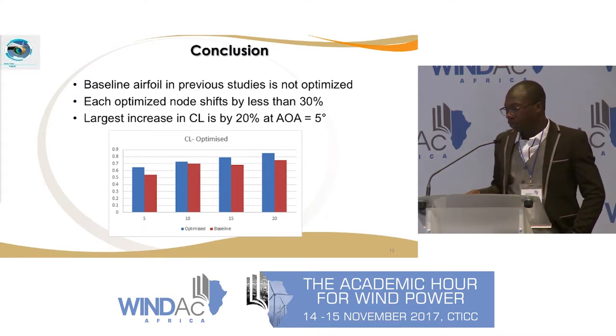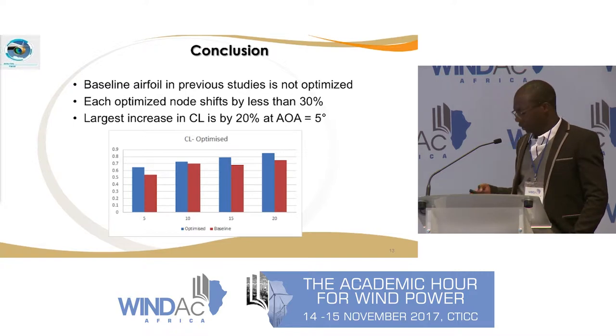In conclusion, each optimized node did not shift more than 30%. In actual fact, the highest point that shifted was 22.6%. If we were to rerun the experiment, we would want more time compared to what we used, because it ran for 3 weeks.